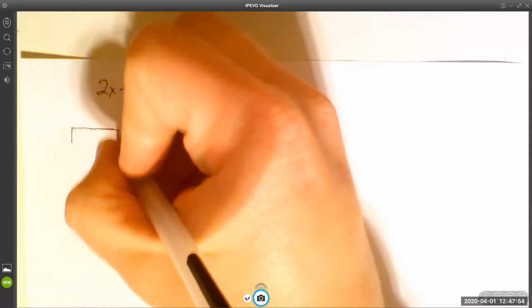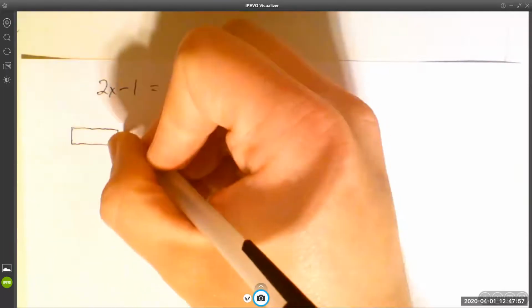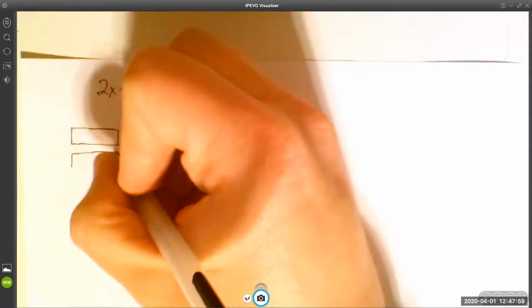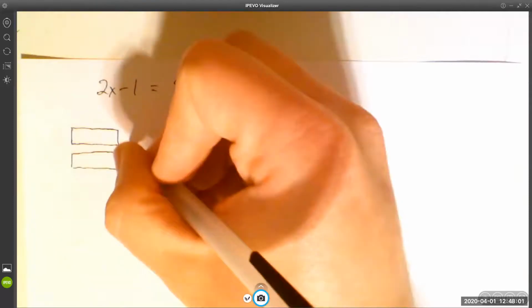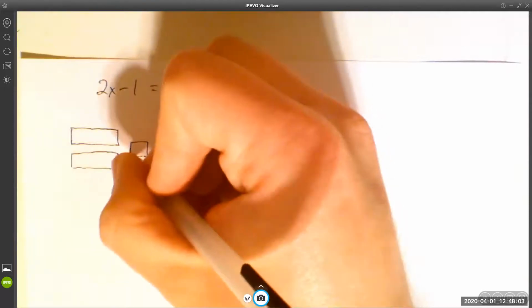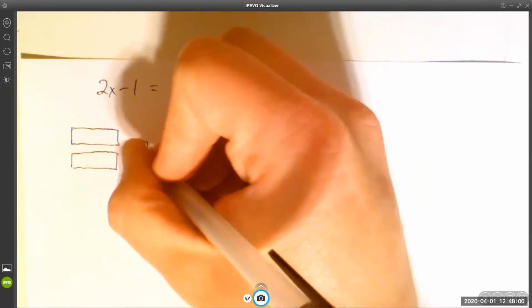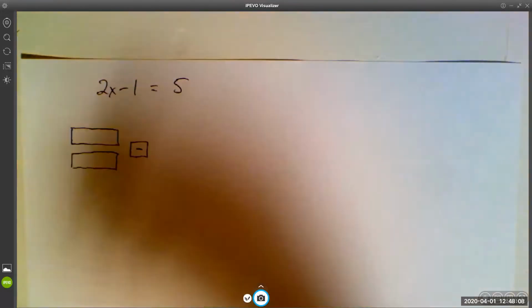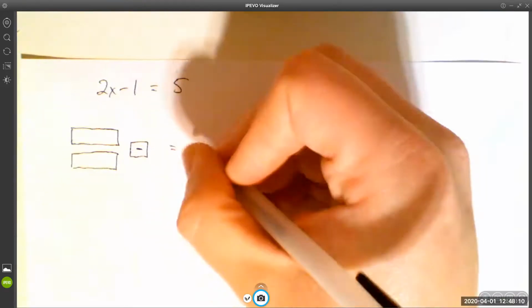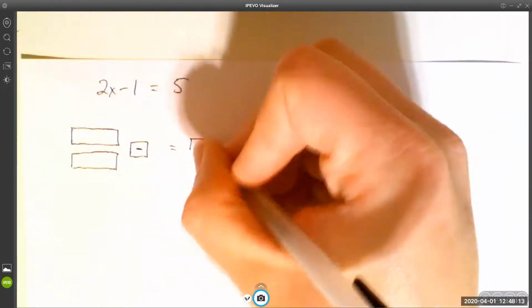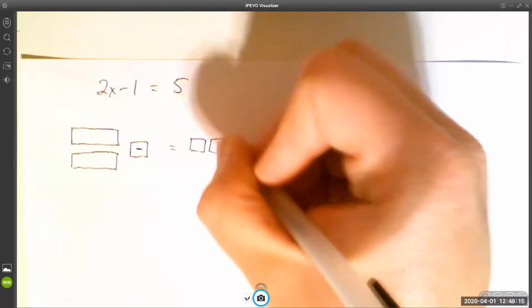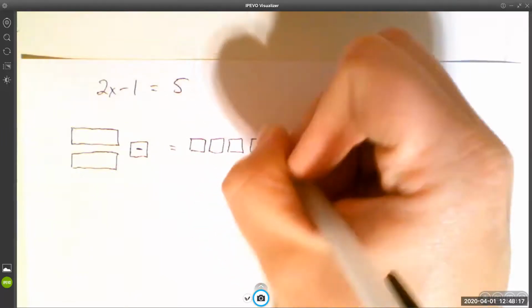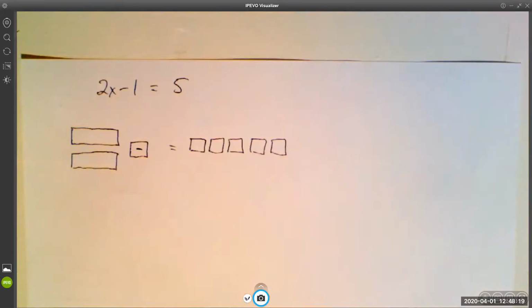So I'm going to start off by drawing I've got 2x minus 1. So for the minus 1, I might indicate that it's a negative like that. And then I'm going to say this equals 5. Okay, so there's step 1.